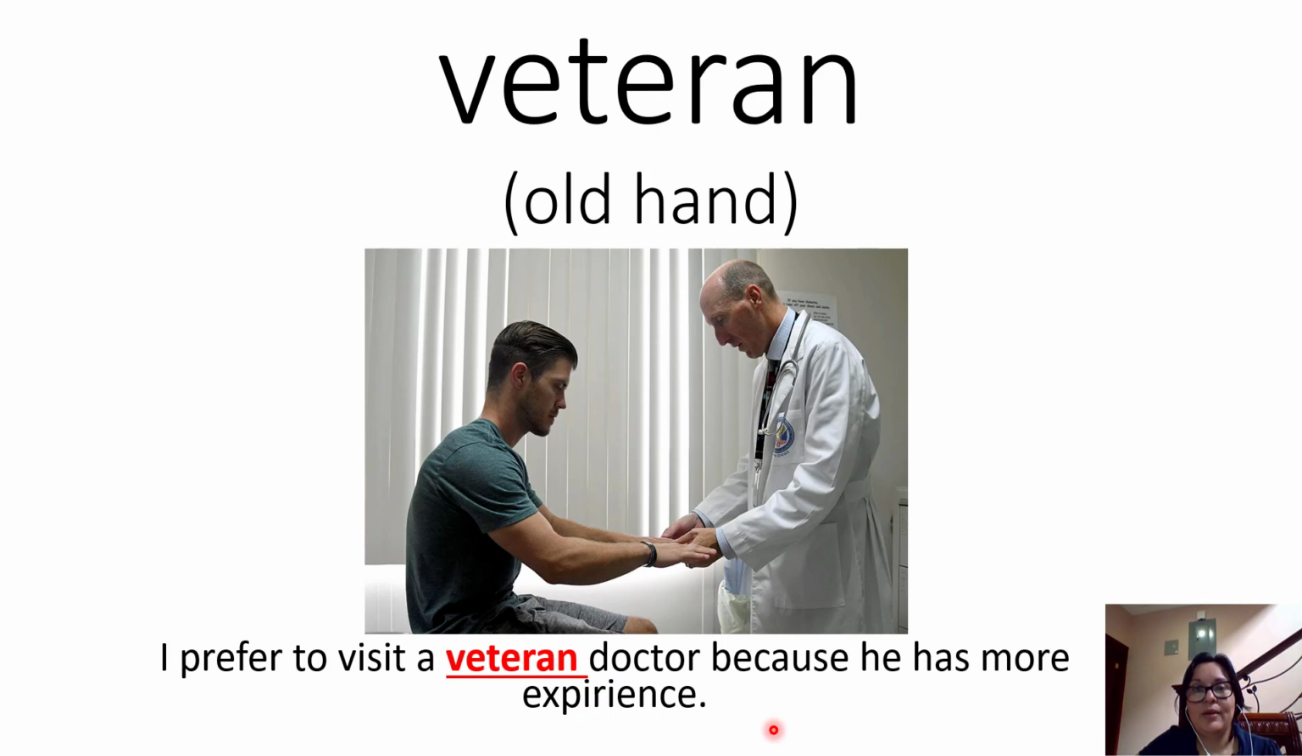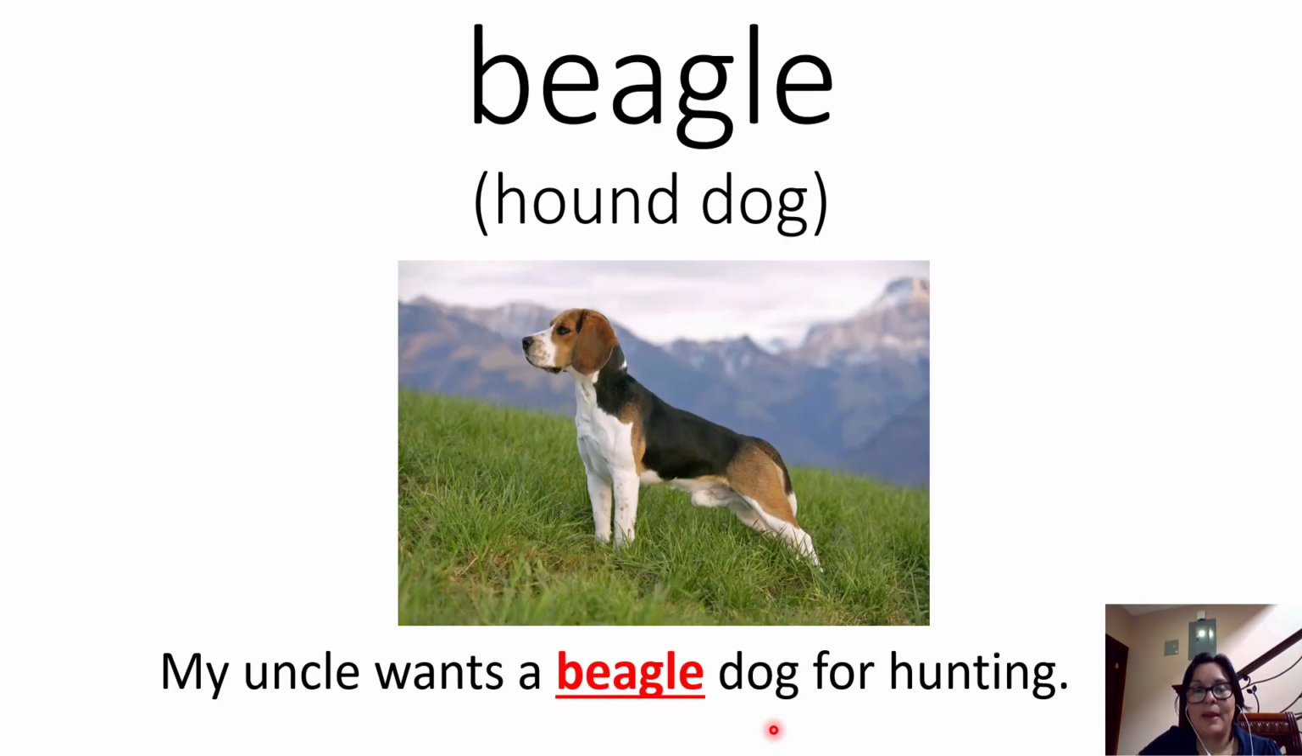Let's continue with the other word. Beagle. Beagle or a hound dog. A beagle is a kind of dog. They are very good for smelling. My uncle wants a beagle dog for hunting. They can smell the prey and they are very good for hunting. So a beagle is a kind of dog or a hound dog.